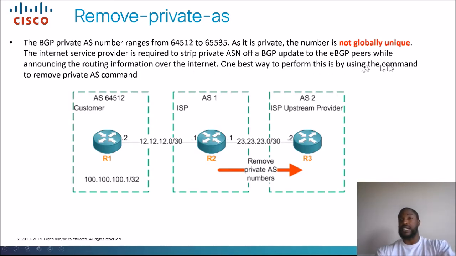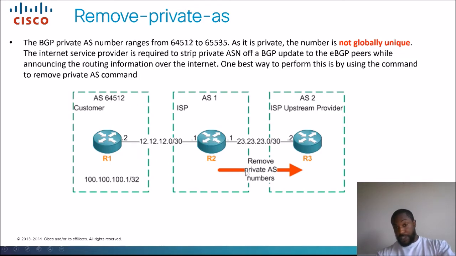One best way to perform this is by using the command remove-private-AS to remove the private AS number. So we got this one that's sitting in router 1, the router 1 that's sitting in AS 64,512, right? That is a private AS number, right? If it gets to the ISP, which is in AS1, he will see that 64,512.